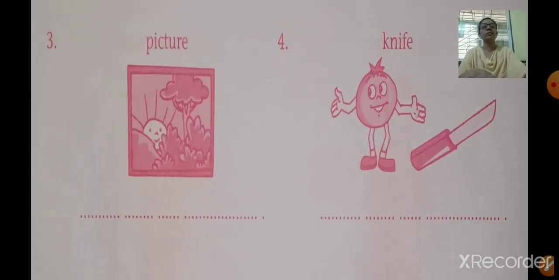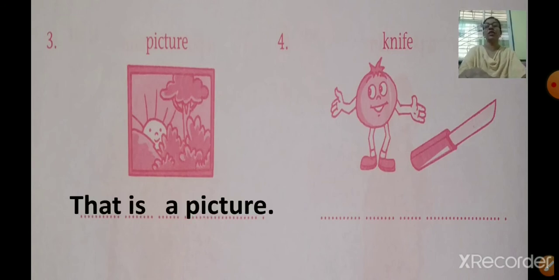Okay? Now next one. See number 3 and number 4. Now observe the tomato. Where is the tomato? Now which object is near to the tomato and which object is far away from the tomato? The first picture, number 3. Is the picture near to the tomato or far away from the tomato? Yes, it is far away from the tomato. What will you use here? This or that? Sorry, that is a picture. So we will use that. Why? The picture is far away from the tomato. So we are using that.